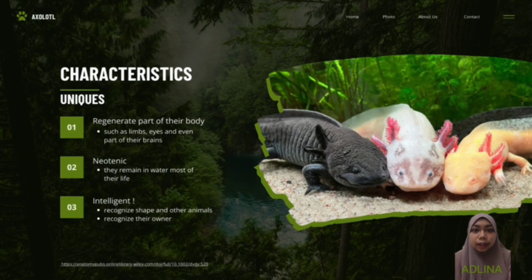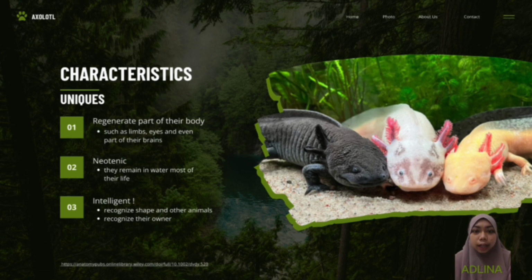Okay, now the unique characteristics of axolotls. The first one is axolotls can regenerate parts of their body such as limbs, eyes, and even part of their brains when injured or avoiding predators. Second, axolotls are neotenic, meaning they keep many of the characteristics from their young form into their adult stage.